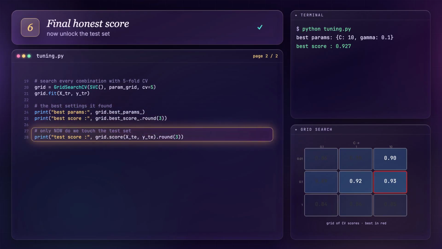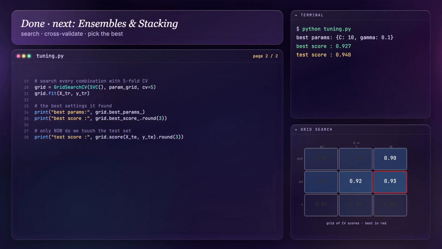Now we rate the results. best_params_ shows the winning settings it discovered, and best_score_ shows their cross-validated accuracy. No more guessing, the data chose. And only now, at the very end, do we unlock the test set, scoring the tuned model on data it has never seen for our one honest final number.